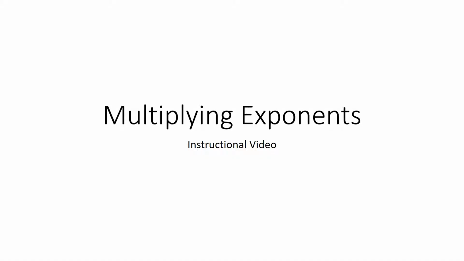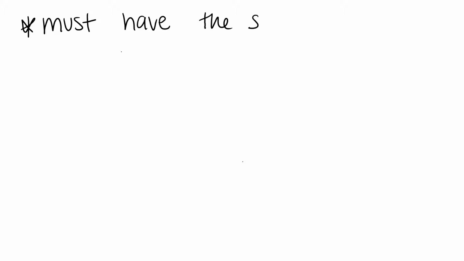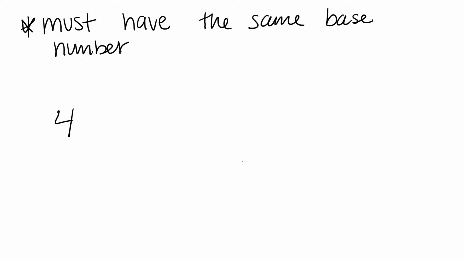This is an instructional video on multiplying exponents. When multiplying exponents, it is important that you have the same base number. If you do not have the same base number, you cannot multiply the problem. A typical problem consists of a base number, in this case 4, and an exponent, 2.